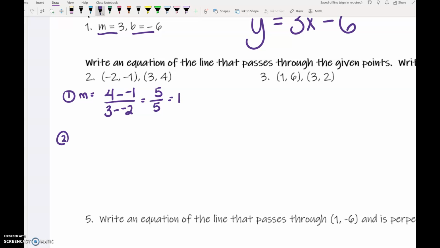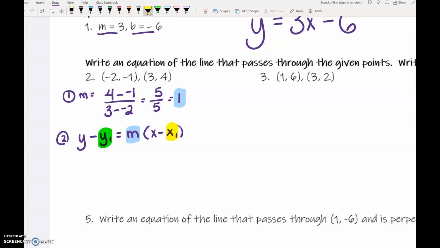Step 2, we are going to use point-slope form. So point-slope form is there at the top of your notes. I'm going to rewrite it. y minus y1 equals m times the quantity x minus x1. x1 is the x value of one of our points. y1 is the y value of one of our points, the same point you got the x value from, and m is our slope. So we know that our slope is 1.